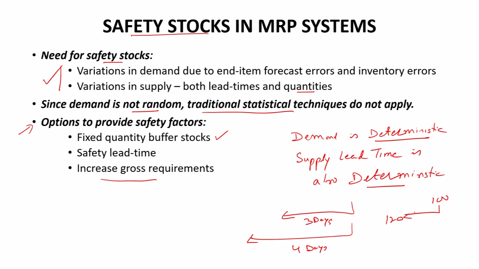Which particular policy to be used, whether fixed quantity or safety stock, depends upon the nature of the uncertainty. If there is uncertainty in the demand, we should keep the buffer stocks. If there is uncertainty in the lead time, you can keep the safety lead time. If there is uncertainty in the quantity supplied by the supplier, then you can increase the gross requirements. So, this is how the concept of safety stock we have to keep in mind, because the environment in which we are going to operate MRP is uncertain, it is not deterministic.